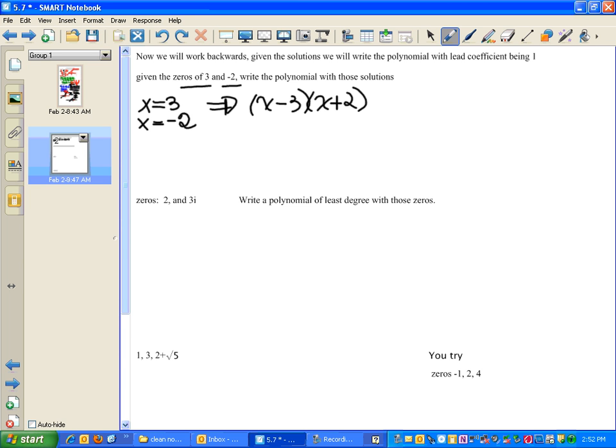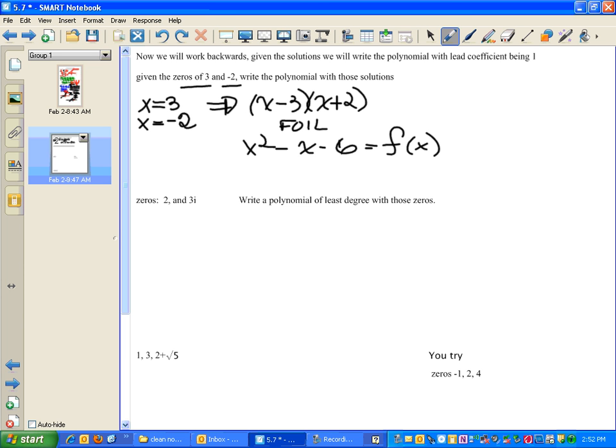How do I create a polynomial out of that? Foil it. Exactly. So now we foil, and we get x squared minus x minus 6 equals f of x. That's my function whose roots are 3 and negative 2.